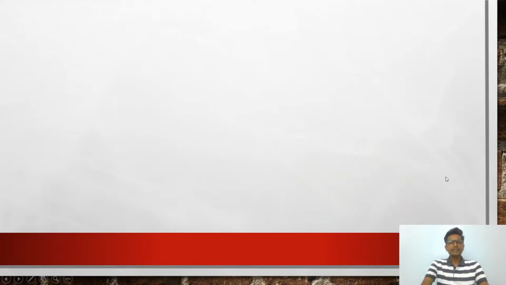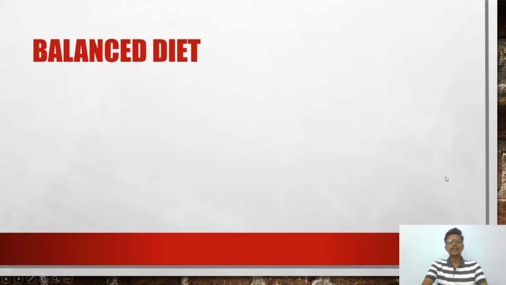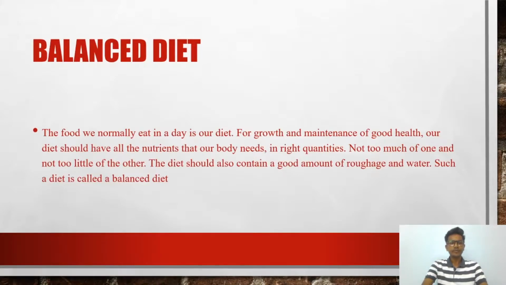The topic is balanced diet. The food we normally eat in a day in our diet for growth and maintenance of good health. Our diet should have all the nutrients that our body needs in right quantities, not too much of one, not too much of the other. The diet should also contain a good amount of roughage and water. Such a diet is called a balanced diet.